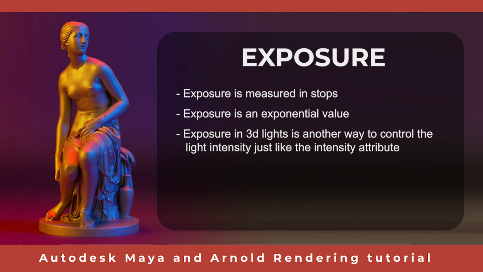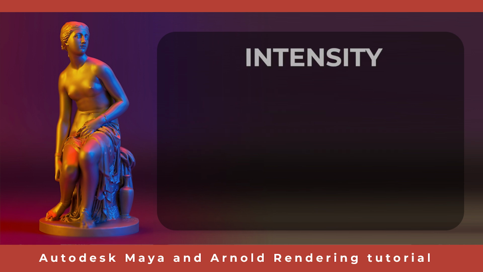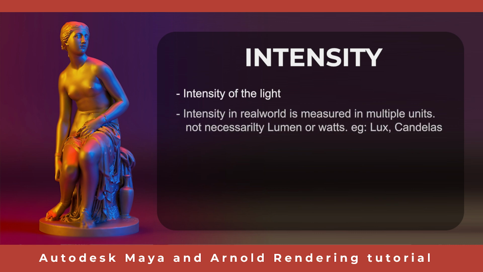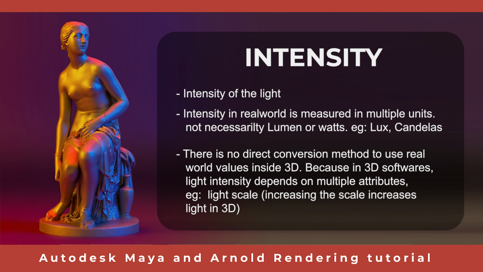So let's look at the other attribute, which is intensity. The intensity is pretty much directly referring to the intensity or the brightness of the light. In the real world, intensity is measured in lumen or watts. That has no relation to the light intensity attribute in the 3D software, because putting a value of 50 in the light intensity in a 3D software won't mimic the intensity of 50 watt or 50 lumen in the real world. The measurement can be different depending upon which light we use and the light size or any other attributes of the light.